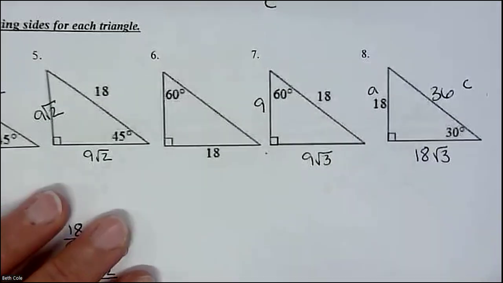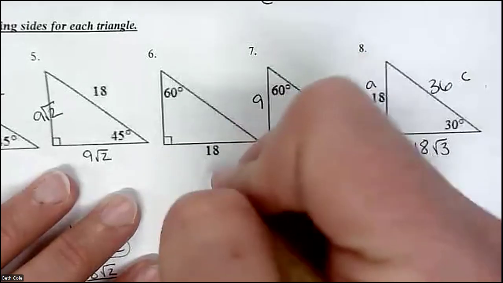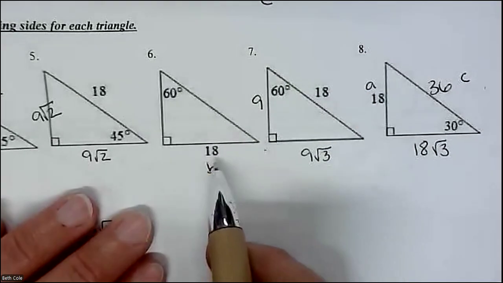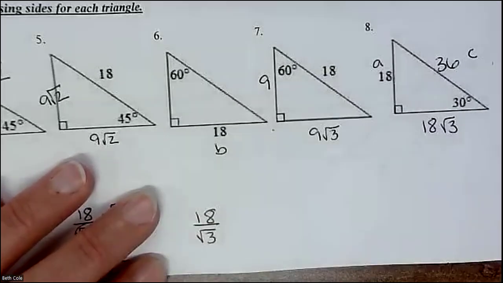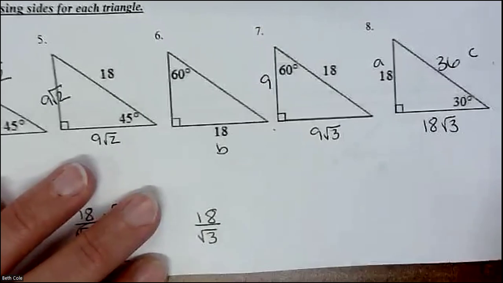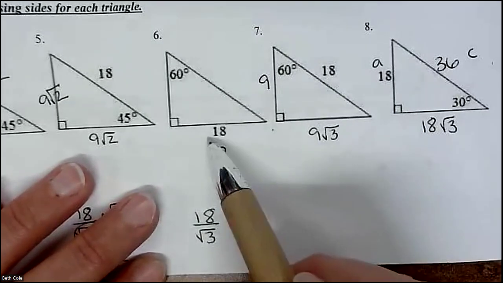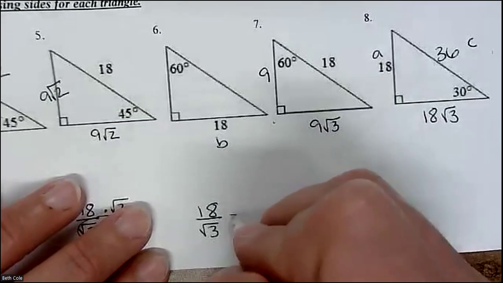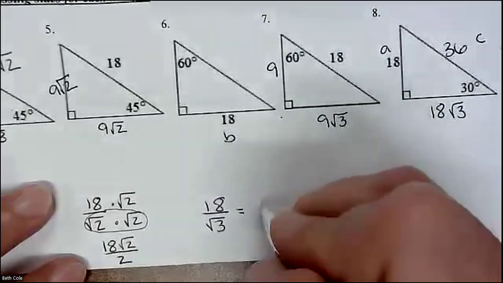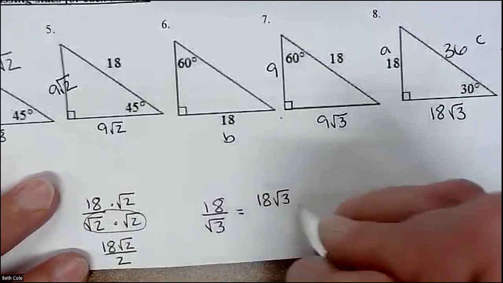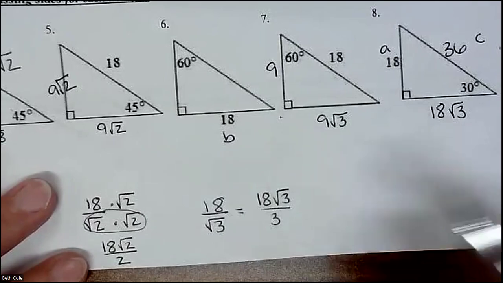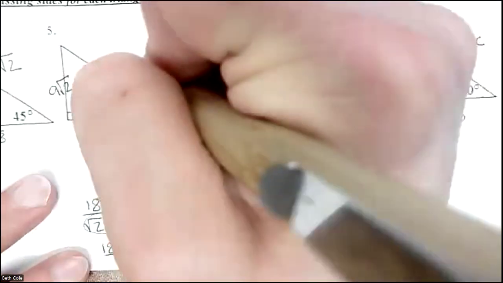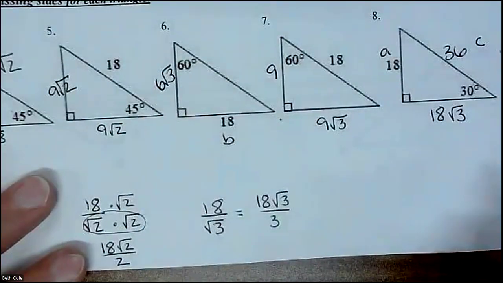I skipped this one because it's a little tougher. You're starting out with B in this one. This is the one across from the 60. So to get from B to A, you have to divide by square root of 3. That's why it's a tougher problem. That's why I saved that one for last, because you have to divide starting out. So if you rationalize that, use the same logic we did here, it would be 18 square root of 3 divided by 3, and then that would reduce down to 6 square root of 3. Perfect.